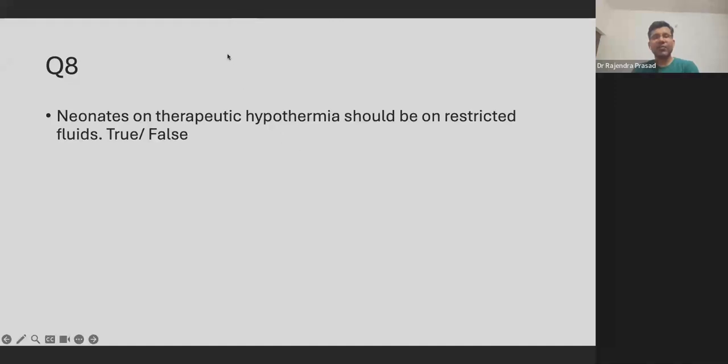And SIADH usually happens by what age? If it is going to happen, what is the usual age when it will happen after the HIE insult? It doesn't happen in the first 24 to 48 hours. That's why we don't need to restrict upfront. It happens usually on day 3 or day 4. We need to monitor, but no upfront restriction. Yeah, good.